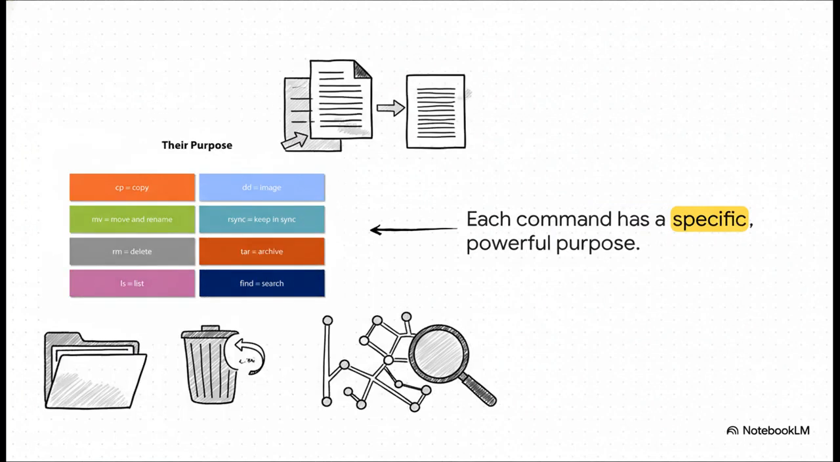Okay, time for the big reveal. Let's translate these so-called spells. CP is for copy. MV is move and rename. RM is delete. LS is list. And find is, well, search. See? Suddenly it's not so cryptic anymore. It's just a language of action.